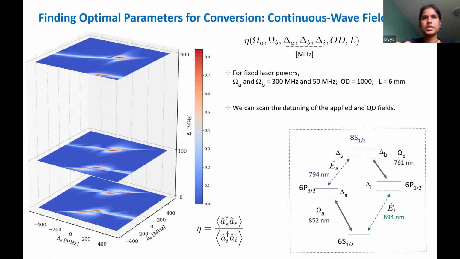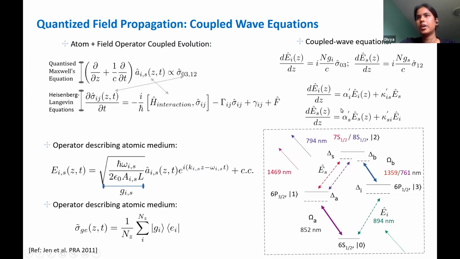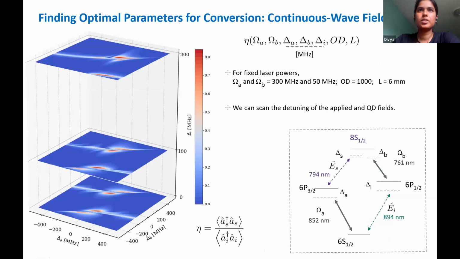We first scan it, and alpha and the self-propagation terms all depend only on these parameters: the Rabi frequencies of the pumps, the detuning parameters of the two pumps, and the detuning parameters of the input and output signals. Now we perform the global search over these. First we fix the laser power, so we fix the Rabi frequency of the pumps at 350 megahertz each, and we fix the optical depth. We then scan over the detunings of the pumps and the detuning of the input signal.